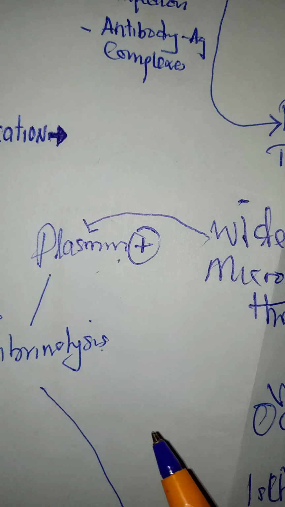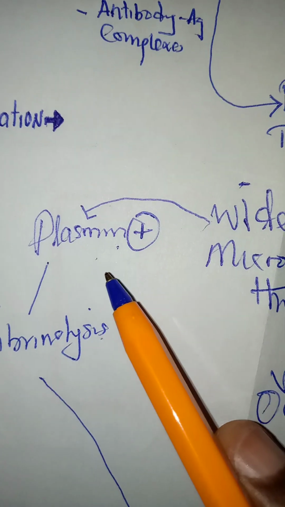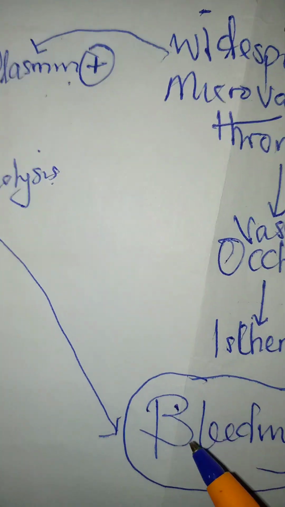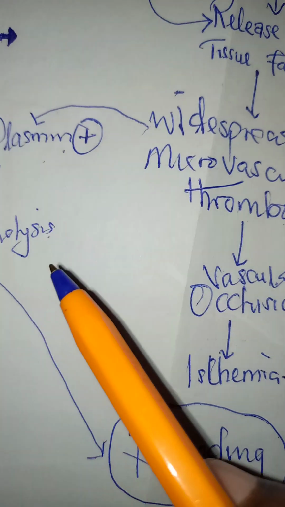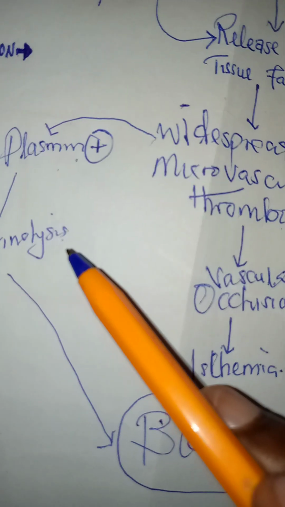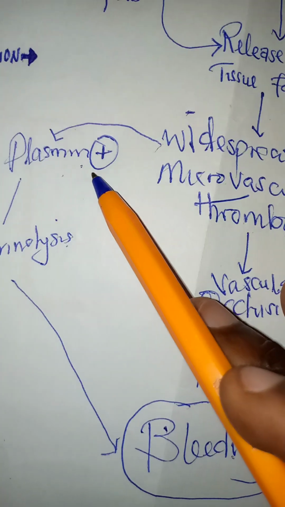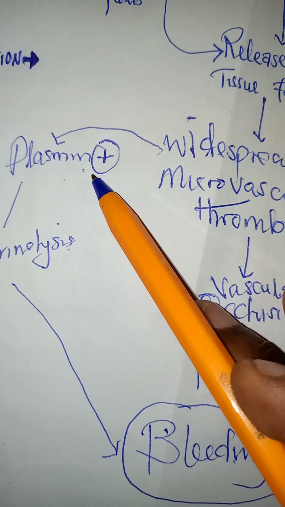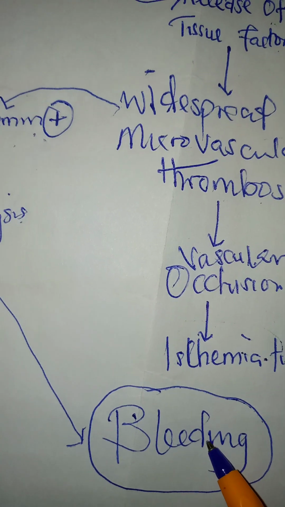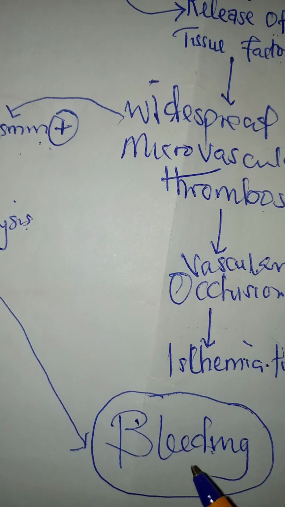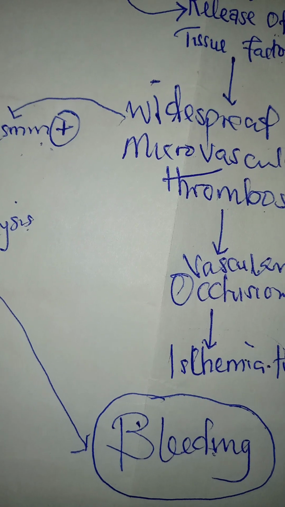And then what we are going to have from there is bleeding, right? Because here now we are splitting the clot which has already been formed because of plasmin, which is capable of splitting the clot. So we have bleeding. Okay, so this is how bleeding comes about.